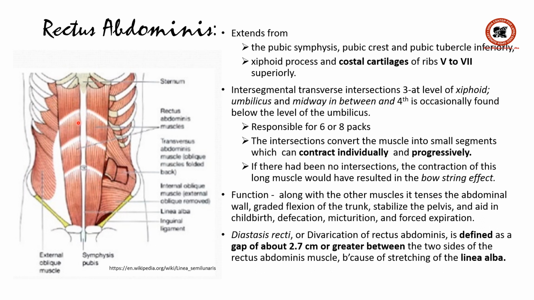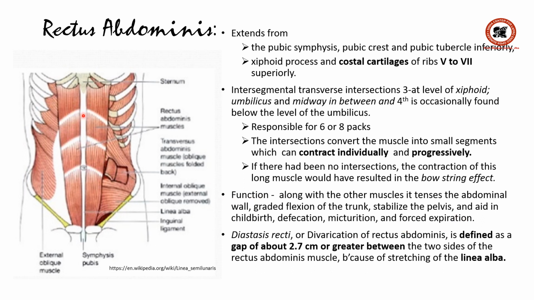If these intersections had not been present, then this long muscle would have had a bowstring effect, which would have been an absolutely useless action. And that's why the conversion into small segments. Along with the external oblique and the other abdominal muscles, it helps in tensing the abdominal wall, graded flexion of the trunk, stabilizing the pelvis, and aids in childbirth, defecation, micturition, and forced expiration, among others.